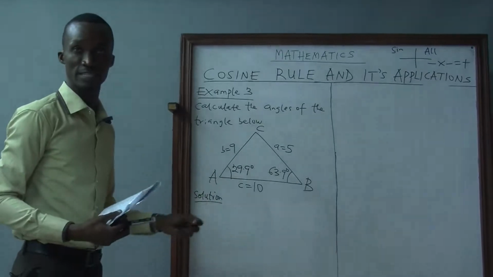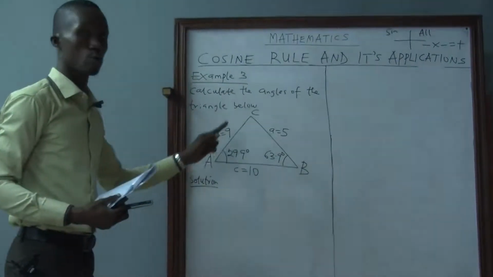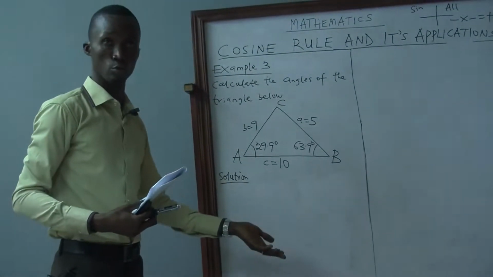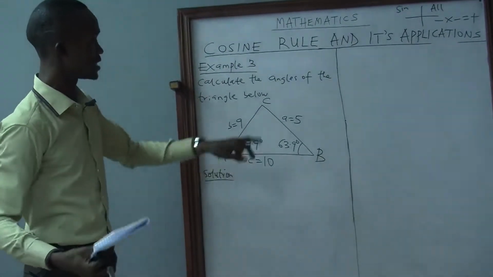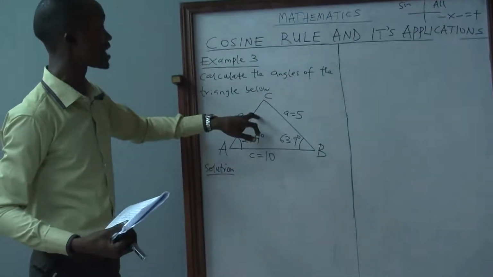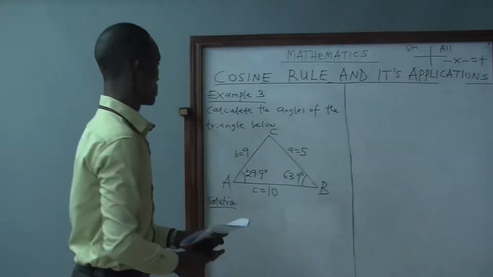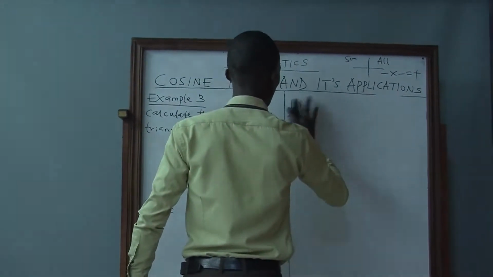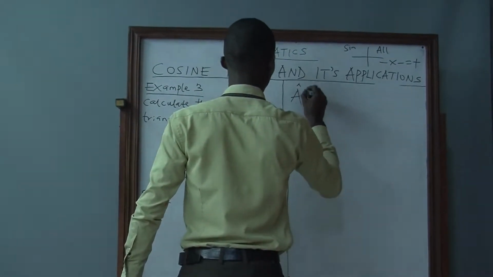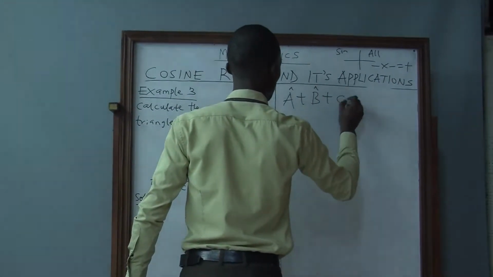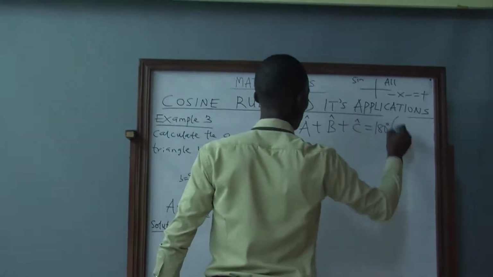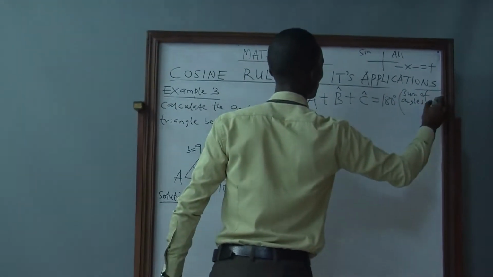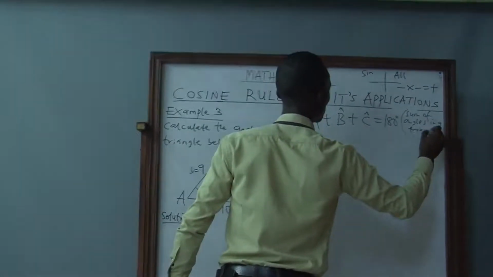We already know what A is and we know what B is. There are two ways of getting C. We can decide to make use of the cosine rule, or we can also use the sum of angles in a triangle. But to avoid too much stress, we just make use of the sum of angles in the triangle, since we already know what A and B are. So from there, we have A plus B plus C equals 180 degrees. The reason for that is the sum of angles in a triangle.